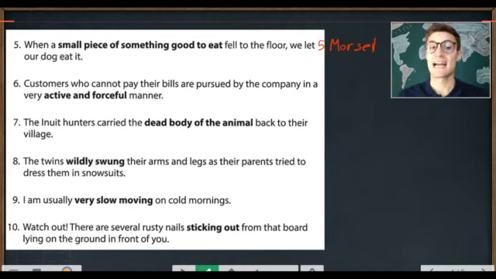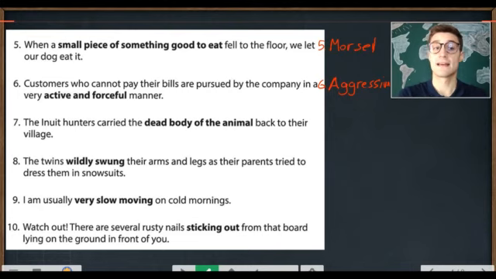Number 6. Customers who cannot pay their bills are pursued by the company in a very active and forceful manner. Active and forceful manner. Which word can replace that phrase? Aggressive. Double G, double S. Customers who cannot pay their bills are pursued by the company in a very aggressive manner. Next, number 7.